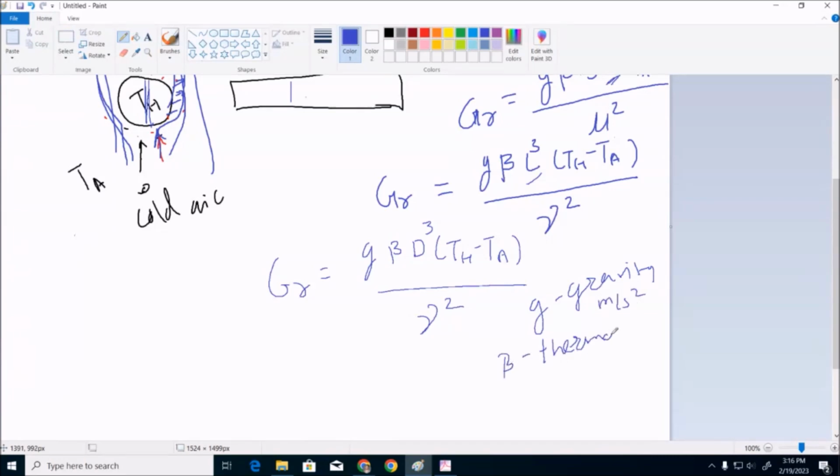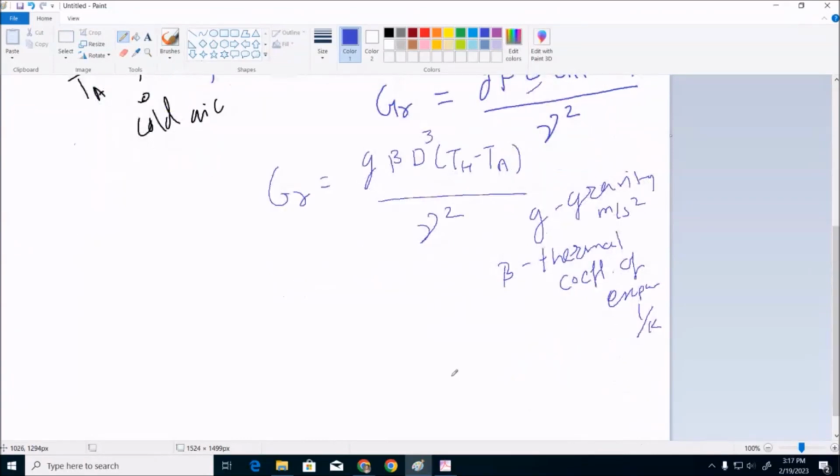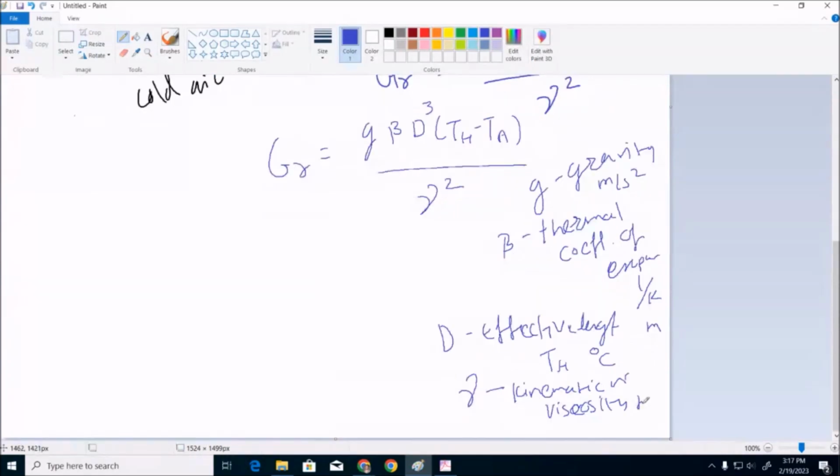Beta is the thermal coefficient of expansion, and its unit is per Kelvin. Then D is the effective length, in meters. Temperature TH is in degree centigrade, and kinematic viscosity is in meter square per second. So if you put in all the units, it has no unit. That's why it is called a dimensionless number.